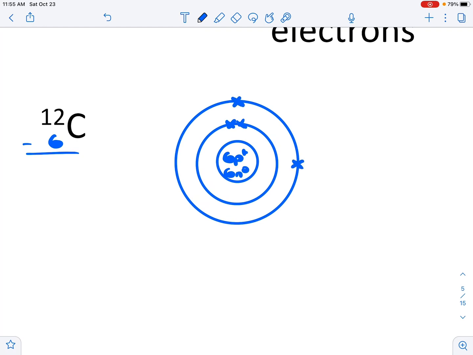And remember, our electrons don't like to be paired up unless absolutely necessary. So that's what we do. Now that's our valence shell, our outer shell. These ones that I highlighted are valence electrons. So the highlighting means valence electrons. They're the ones that are involved in bonding. So carbon has 4 valence electrons.